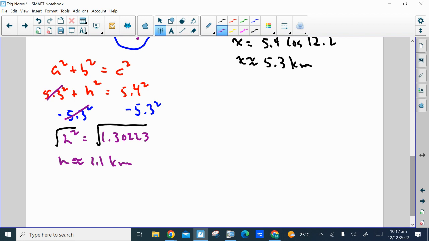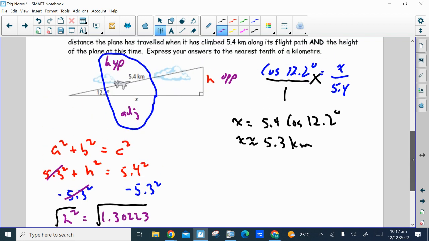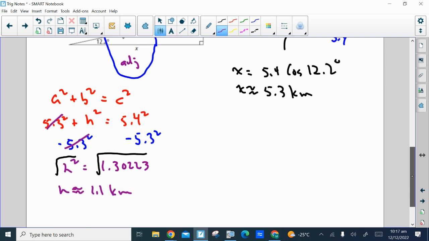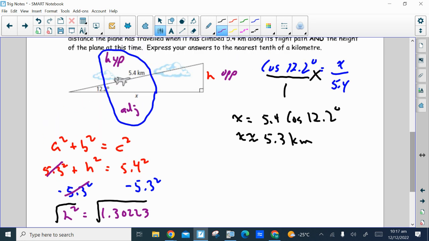We could have used a trig ratio to find that number as well. I just chose to use Pythagorean theorem. If you've got two sides of a right triangle, you can find the third by using Pythagorean theorem. But I could have used a trig ratio. If I wanted to use the opposite and hypotenuse, I could have done that by using the sine ratio. It would have worked.